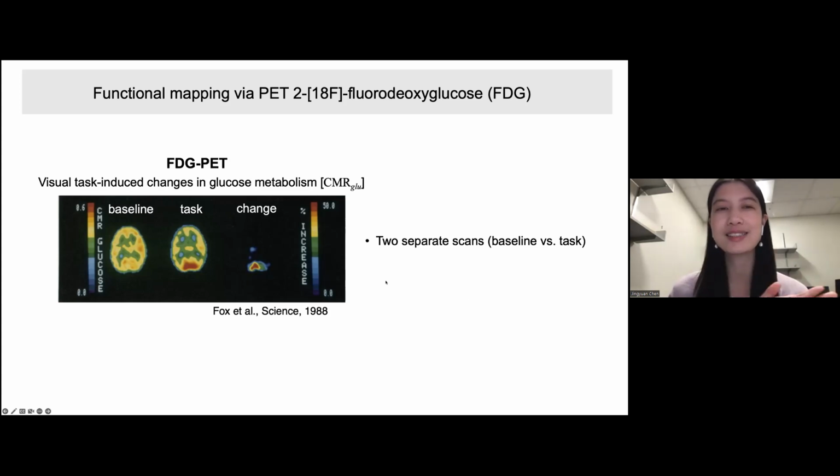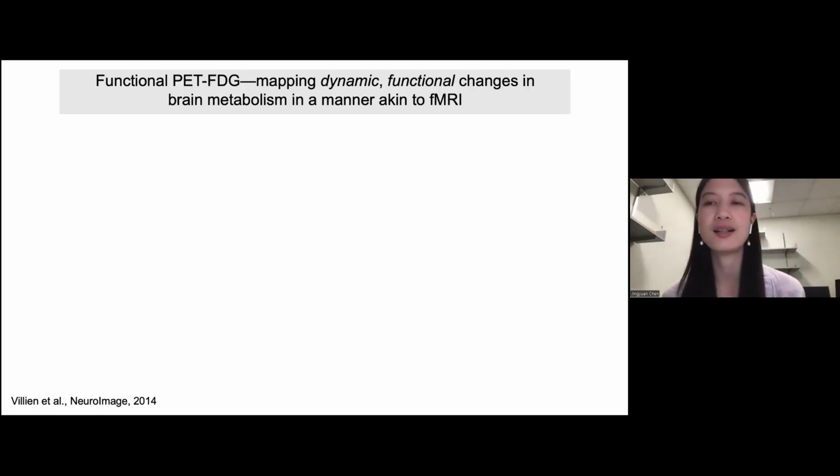There are many downsides to this approach. Of course, first it is radioactive, but on the other hand, it's always in two separate scans. The inter-scan variability really incurs penalties on the sensitivity and specificity of this technique. So that's why later, when fMRI came out, it really took over for functional imaging. But a few years ago, a new technique was developed at our center that really allows us to look at the dynamic changes within a single session.